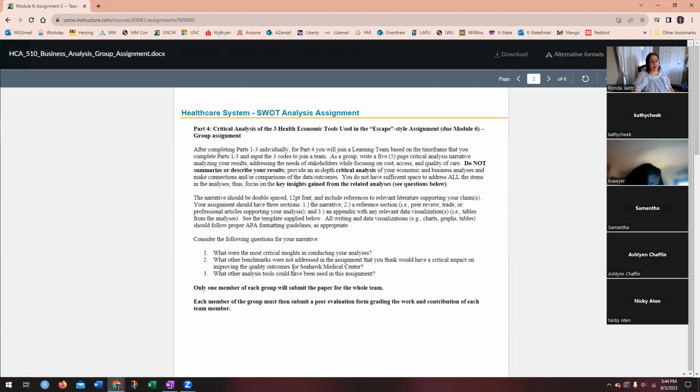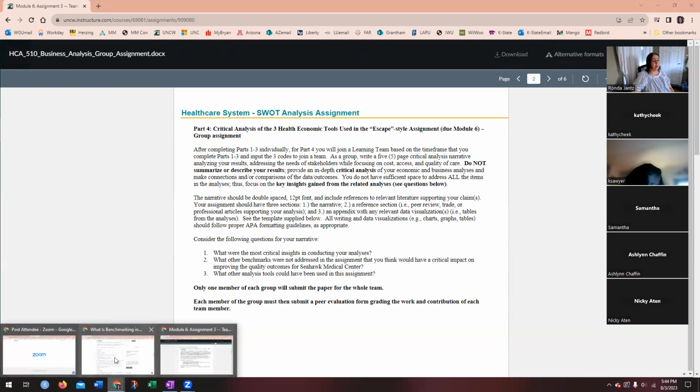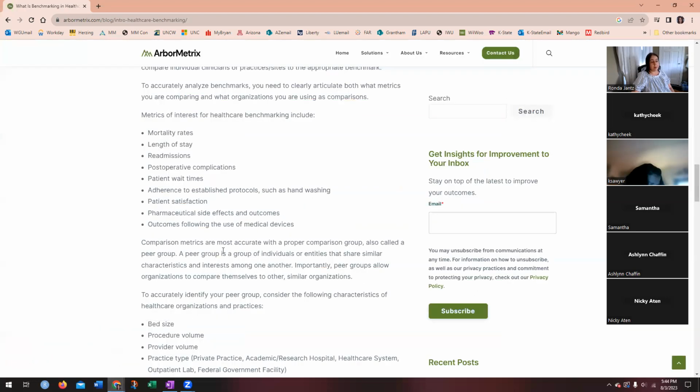Our second question is going to look at other benchmarks that weren't addressed that you think could have a critical impact on improving quality outcomes. So I pulled up an article before we started today, because depending on where you're at in the program, you may not have much experience with what a benchmark is. And so here's an article, and you can look up healthcare benchmark examples. If you don't like these, there are tons of them.